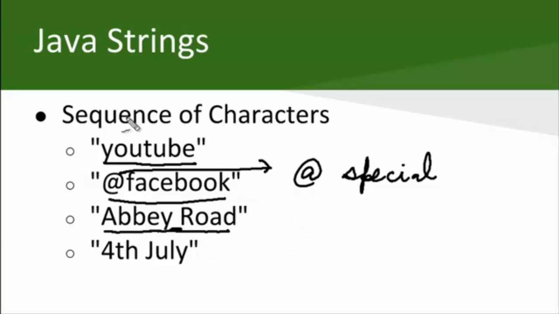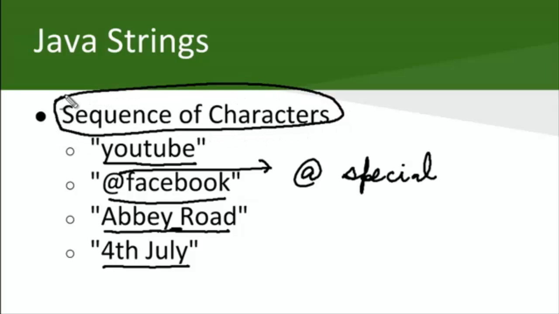So any sequence of characters, 4th of July, is a string. It can have numbers. So special characters, spaces, alphabets, numbers all constitute a string. So any sequence of characters is equal to a string.